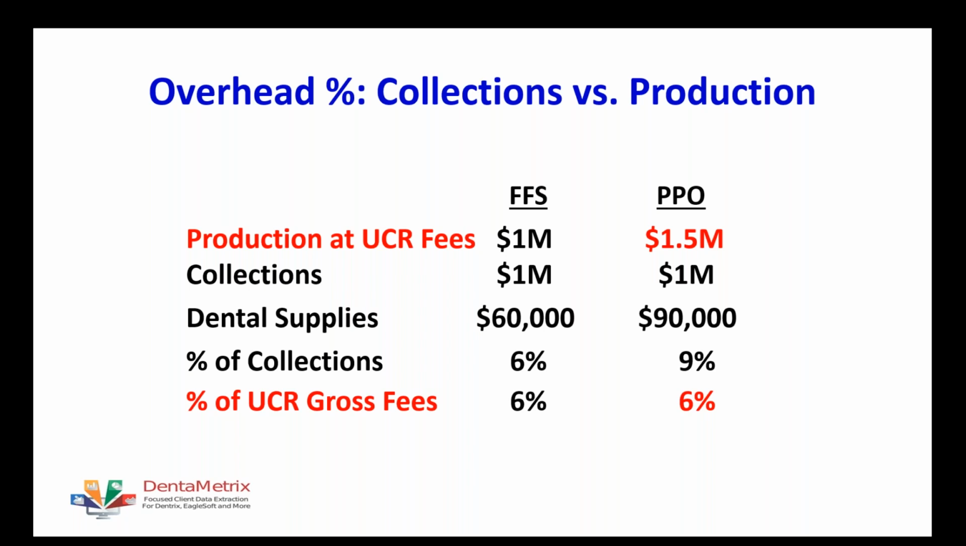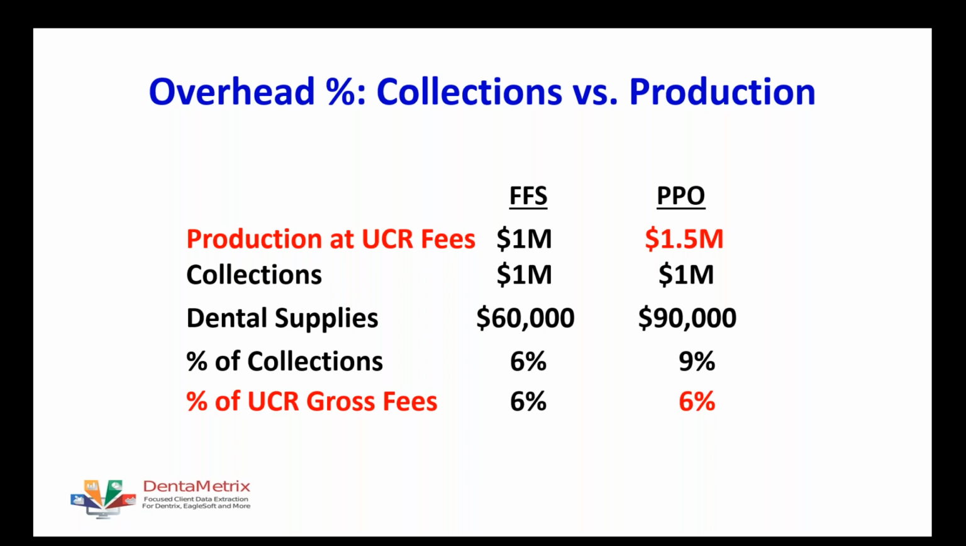If we could have had you post the UCR fee like in the old days and then posted manually your adjustments when the EOBs came in, you might discover you left $500,000 on the table by being in the PPO. Has that got your attention yet, doctor?